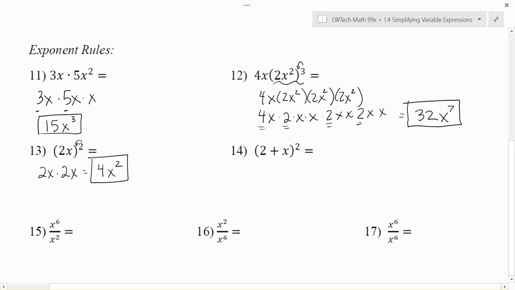But it's because that 2x squared had to get written 3 times. We ended up with 4 times 2 times 2 times 2, and then the x from here, and then 2 x's from each of those repeated values there.